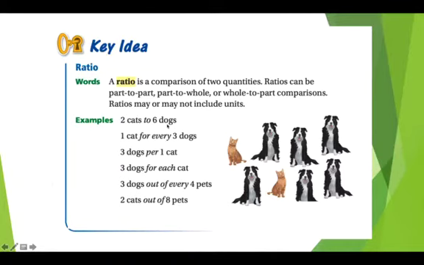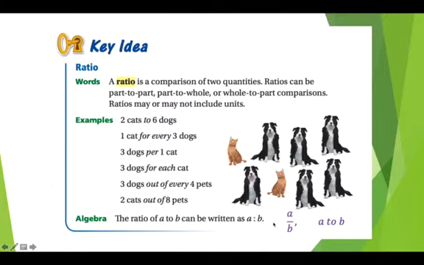2 cats to 6 dogs, 1 cat for every 3 dogs, 3 dogs per 1 cat, 3 dogs for each cat, 3 dogs out of every 4 pets, 2 cats out of 8 pets. In algebra, the ratio of A to B can be written as A is to B. Other ways to write a ratio are A over B and A to B.